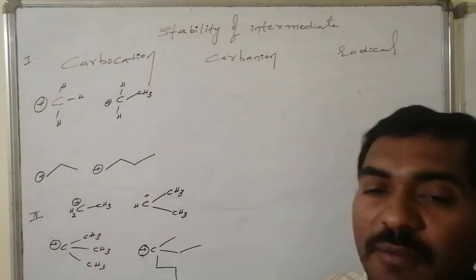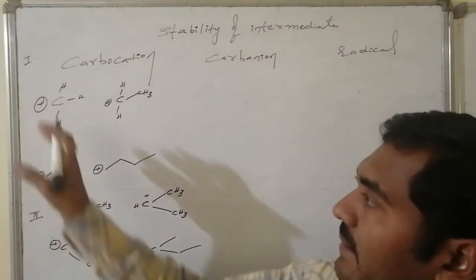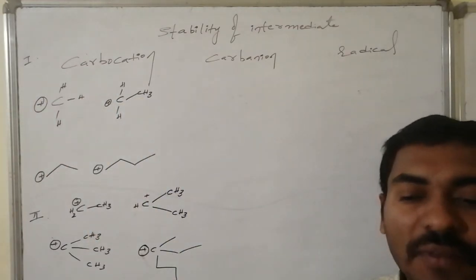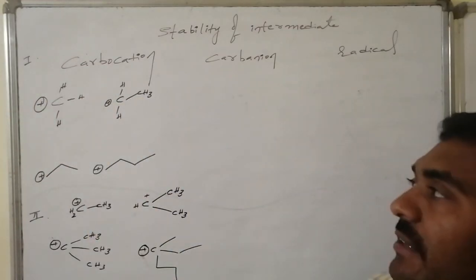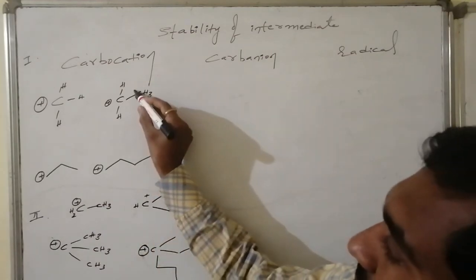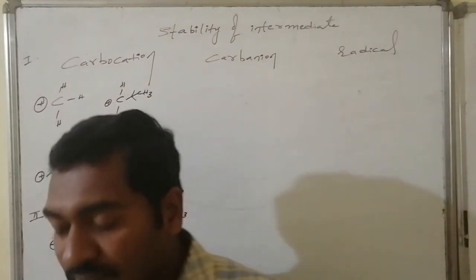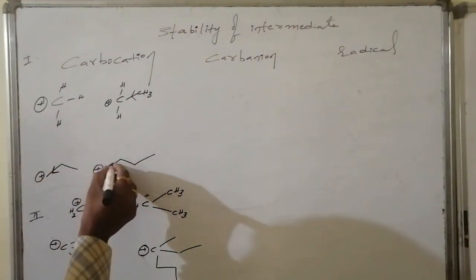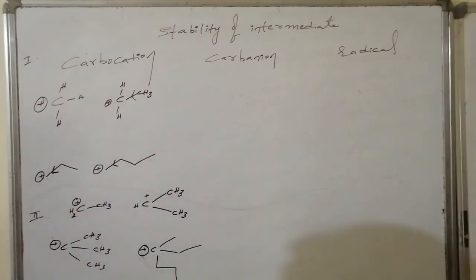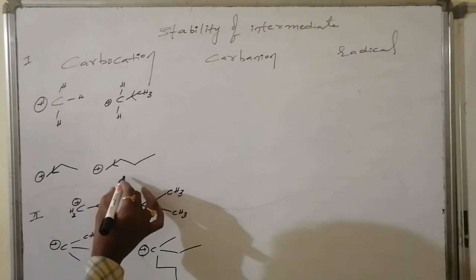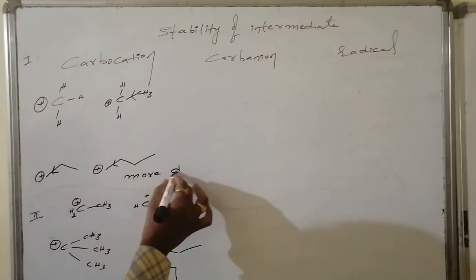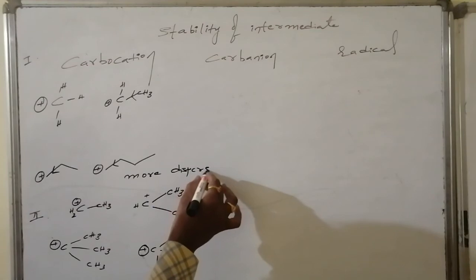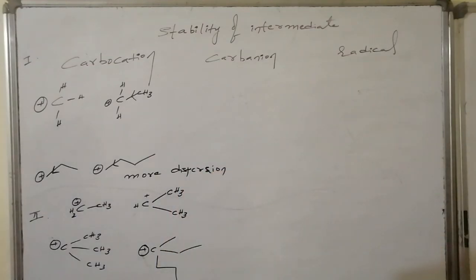In this case, all are primary carbocations, and here it is connected with hydrogens. Hydrogen offers neither positive nor negative inductive effect, whereas the methyl group is offering a positive inductive effect. The ethyl group is also offering a positive inductive effect, and the propyl group too. Thus the more positive inductive effect is present here. As a result, more dispersion is present here, and being associated with more dispersion, this becomes relatively more stable.